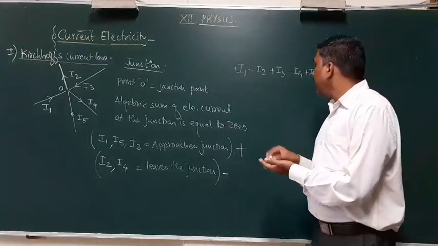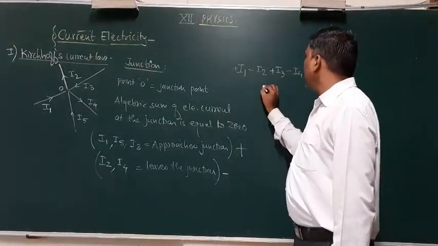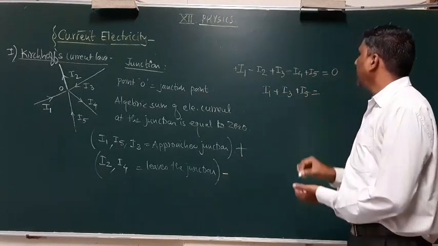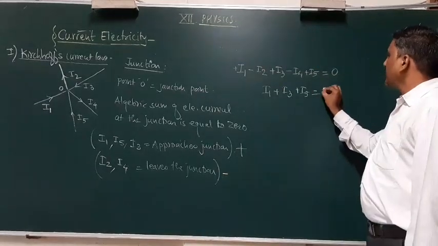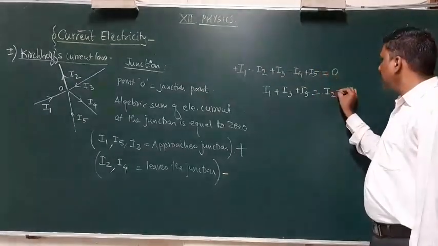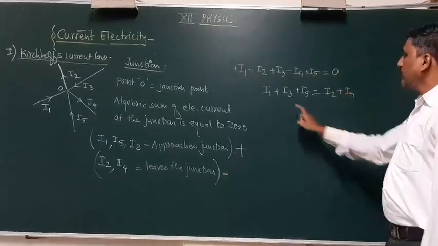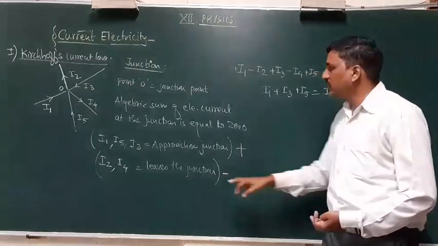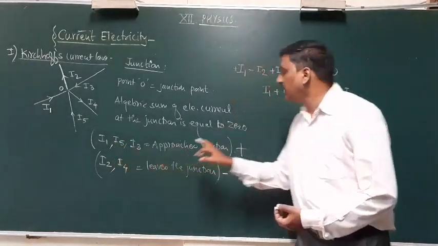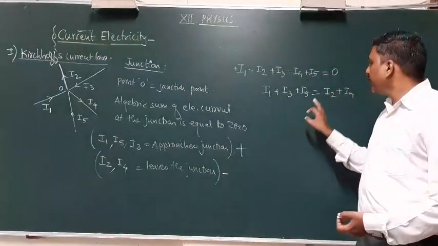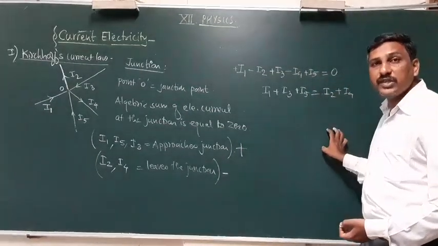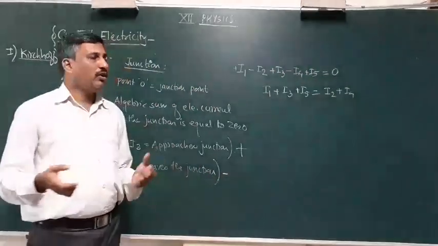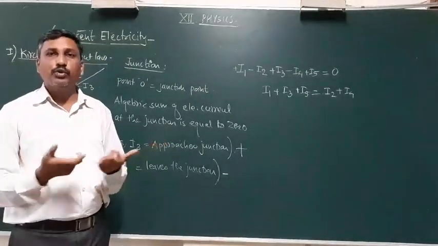Or if I write this equation simply, I1 plus I3 plus I5 equals I2 plus I4, as I2 and I4 come to this side. From this we also conclude that the currents approaching the junction, I1, I5, I3, equal the currents leaving the junction. Total current approaching and current leaving are both the same.